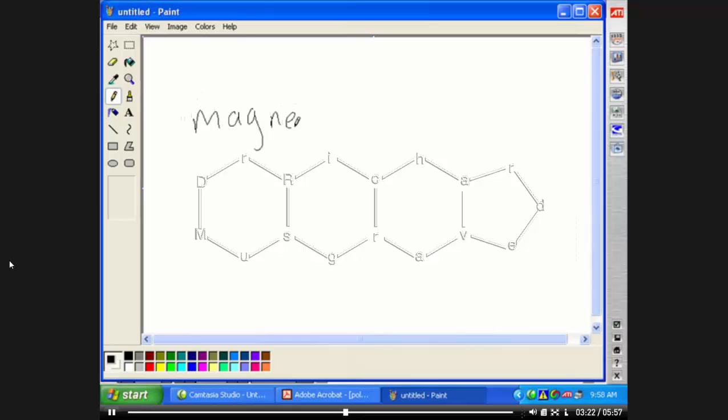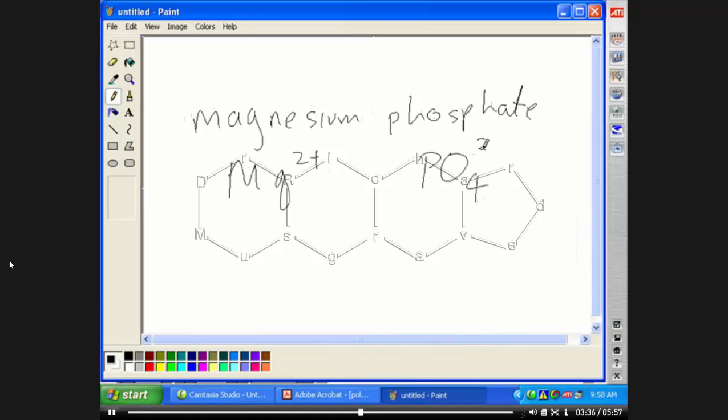Magnesium phosphate. If I look at page 2, I'll find that magnesium has a 2+ charge. If I look at the polyatomic ion sheet, I'll see that's phosphate, just as we did earlier. And now I've got to figure out a way to even out these charges. Now it looks pretty hard. We've got 2+ and 3-. So what are we going to do?